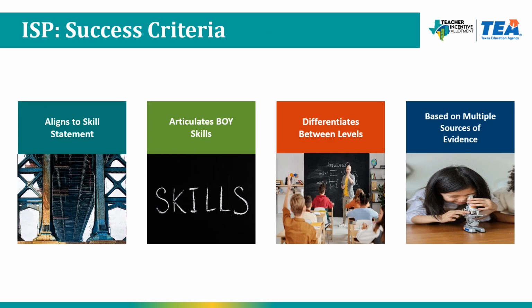Just as we have success criteria for the skill statement, we also have success criteria for the initial skill profile. The ISP must align with the skill statement. It should directly relate to the skill statement you created. It should articulate a beginning of the year skill, clearly describe the specific and measurable skills students have at the start of the year. It should also differentiate skill levels, so distinguish between the various levels of student skills, and it should be evidence-based. We want to use concrete evidence to support the skill levels described.